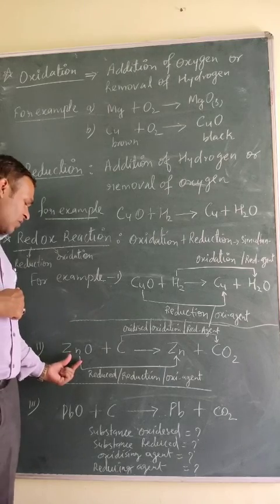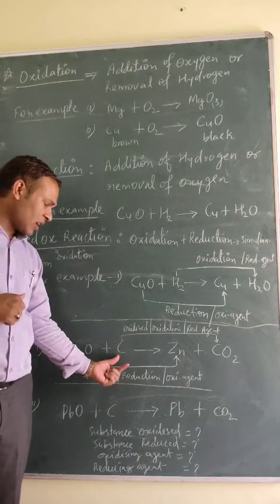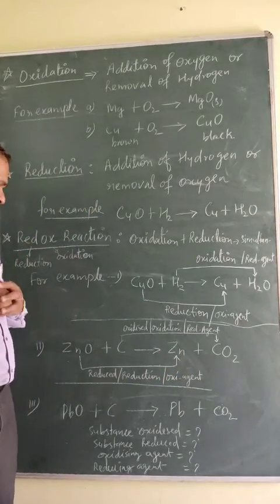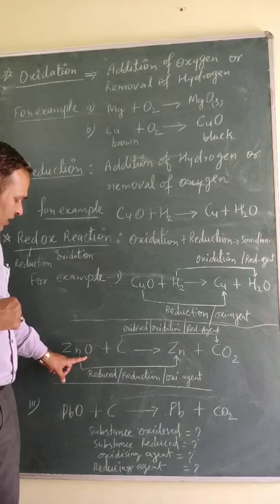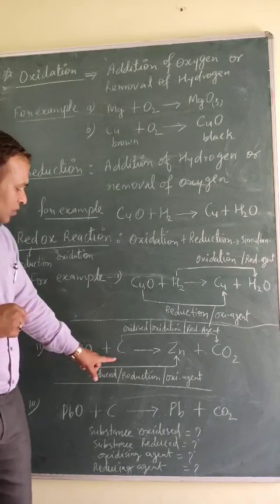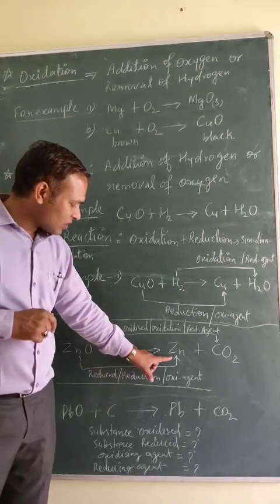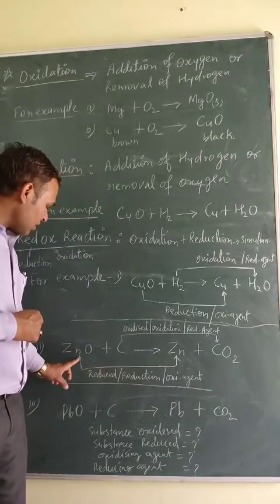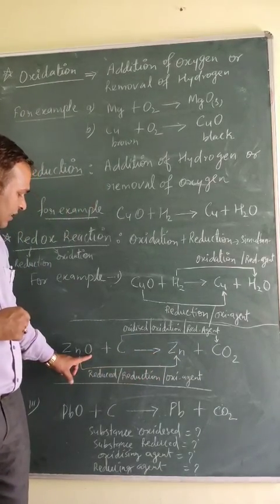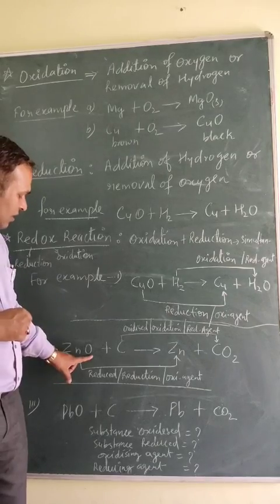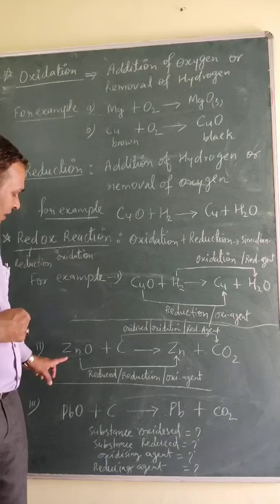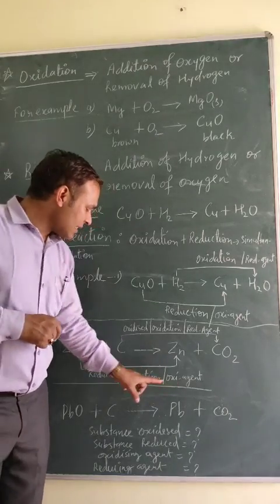Here you can see zinc oxide when reacting with carbon produces zinc metal and carbon dioxide. That is clear. Now removal of oxygen is called reduction. So here zinc oxide loses the oxygen and converts into zinc. So reduction is taking place with the zinc oxide. So the substance reduced is zinc oxide, right? And it is also referred to as the oxidizing agent.